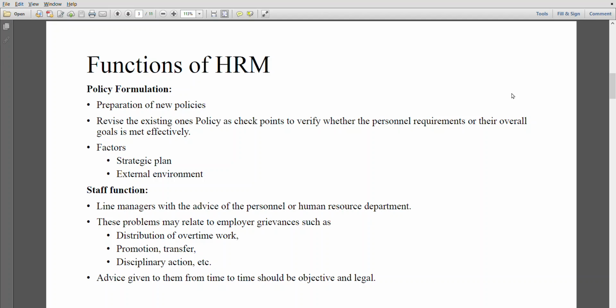They are the preparation of new policies, evaluating the current set of policies and their performance, and making amendments to the existing policy so that the employees' requirements as well as the overall goals of the organization are met. So what are the factors that affect the policy formulation? They are strategic plan and external environment.